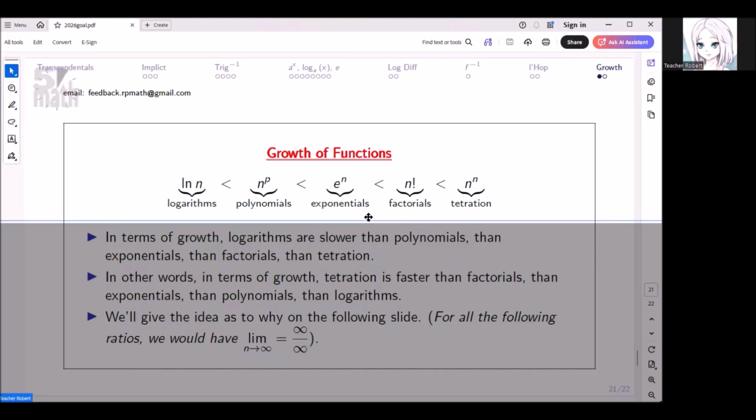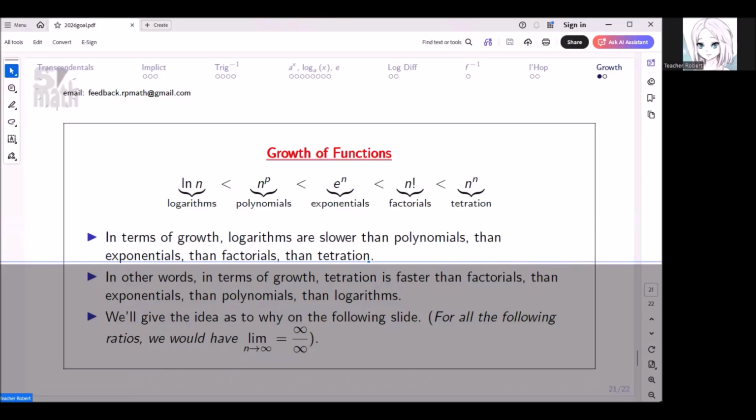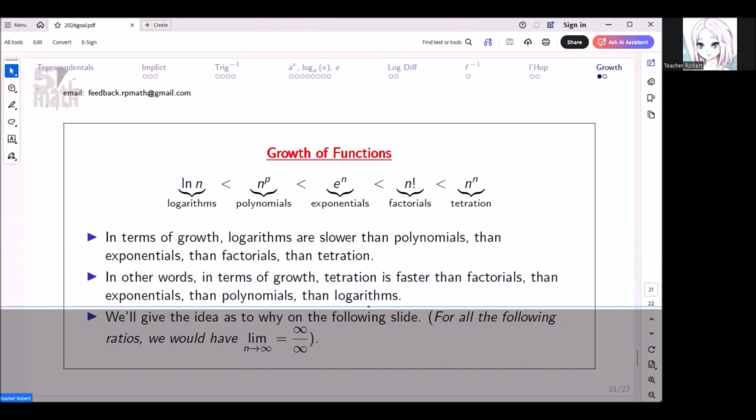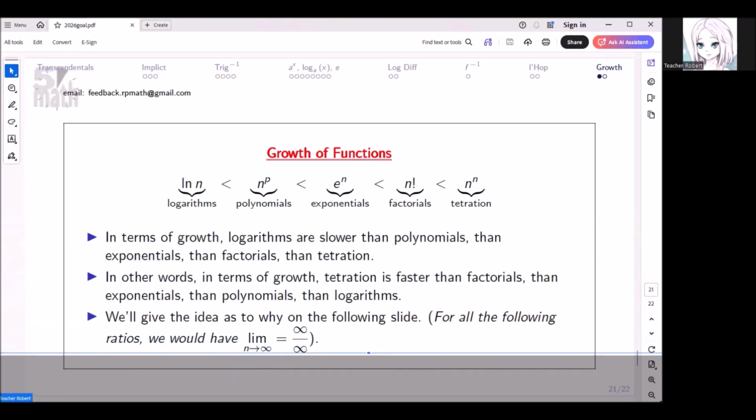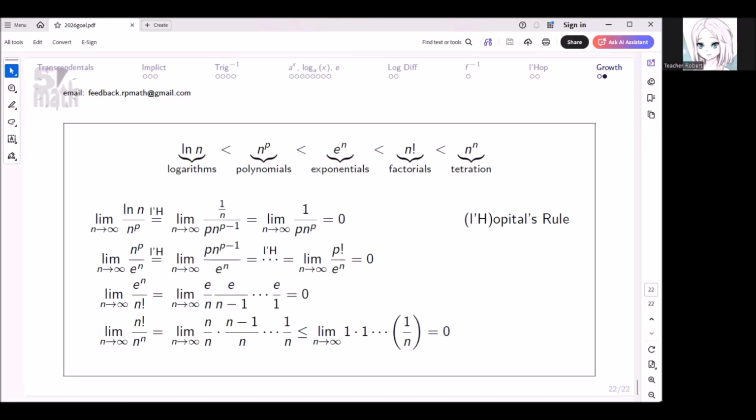Growth of functions. In terms of growth, logarithms are slower than polynomials, than exponentials, than factorials, than tetration. In other words, in terms of growth, tetration is faster than factorials, than exponentials, than polynomials, than logarithms. We'll give the idea as to why on the following slide. For all the following ratios, we would have the limit as n goes to infinity equals infinity over infinity. And here is the following.